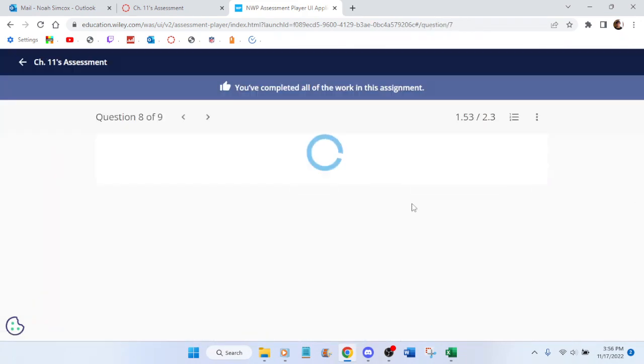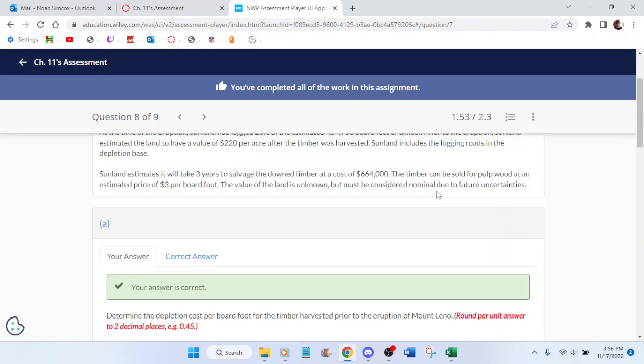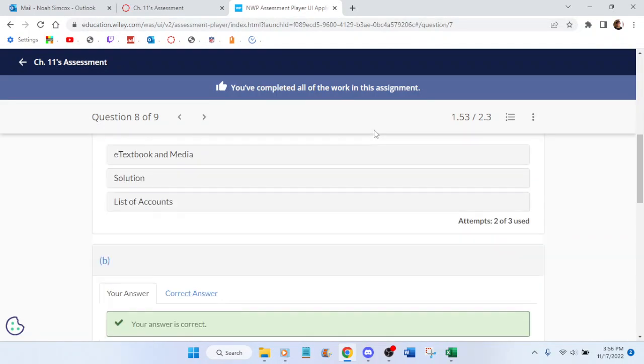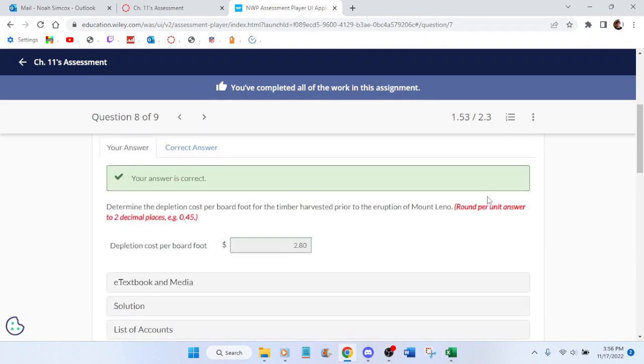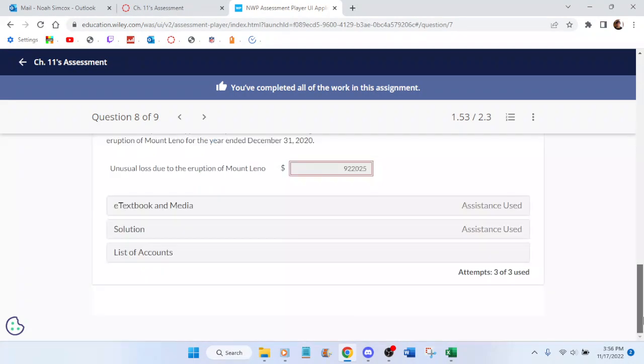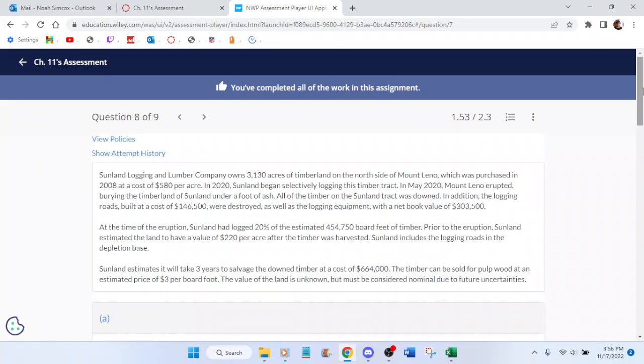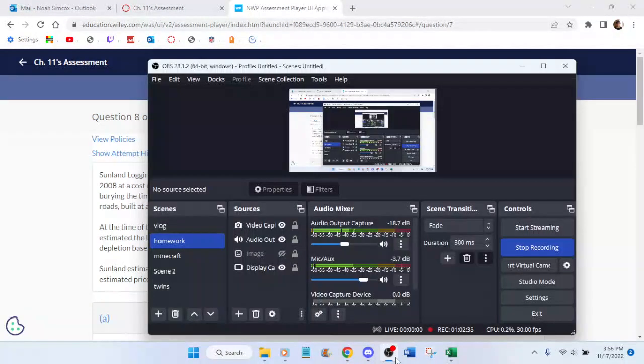Also, I got this one partially wrong. Let's see. No freaking way. Look at this. That's the one question I got wrong in the assessment. That was a funny use of the word freaking. Bye.